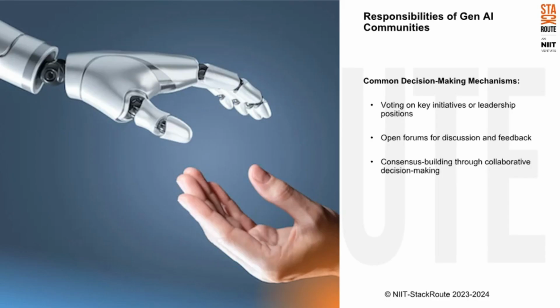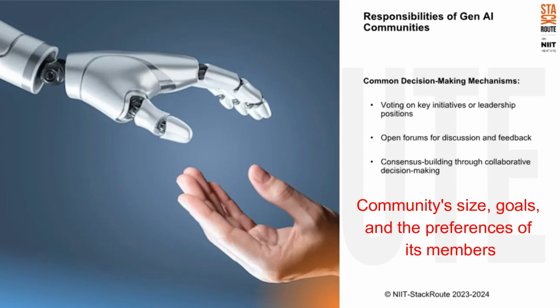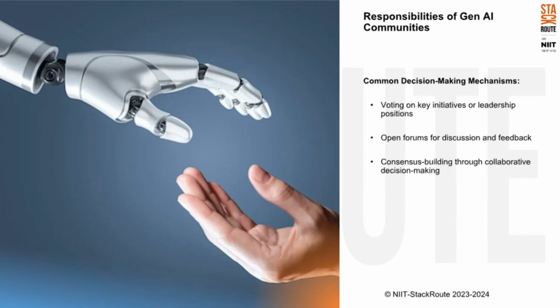The key responsibilities of GenAI communities include: first is community governance. Under this comes organizational structure. GenAI communities often adopt various organizational structures to effectively manage their activities. This could range from a hierarchical structure with designated leaders, committees, and members to a more decentralized model with shared responsibilities. The choice of structure often depends on the community's size, goals, and the preferences of its members.